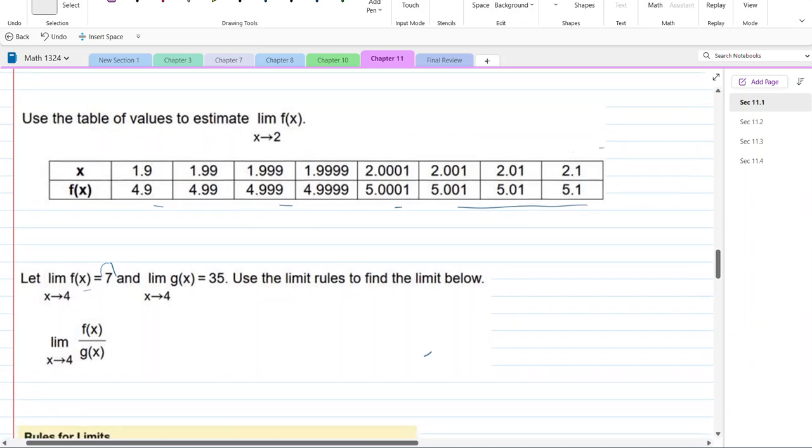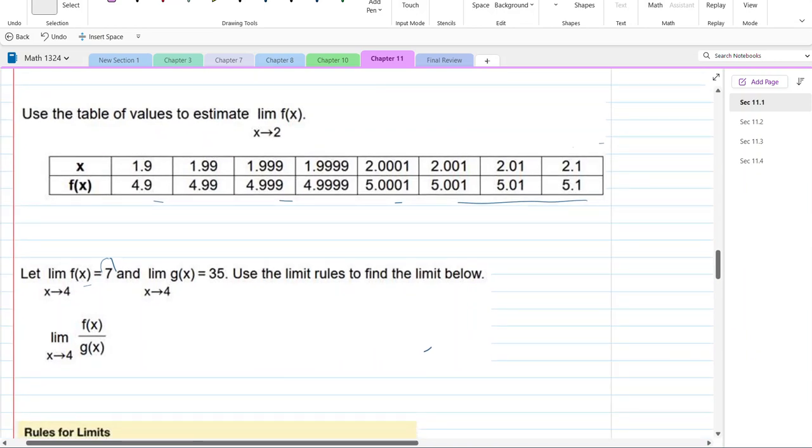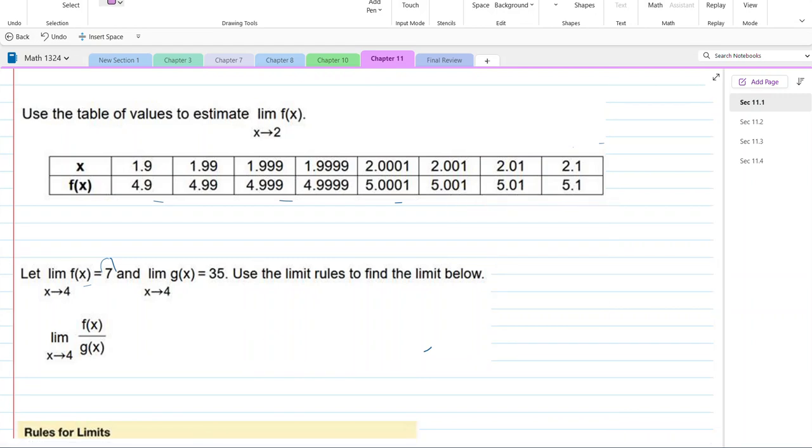Now we have a table. Reading tables is the most fun. Okay, that means the function is continuous, and as we get closer and closer to where we think our value is. All right, so look at this. As we approach 2, now remember, 2 is right here, right? So as we approach 2 from the left, we approach 5.